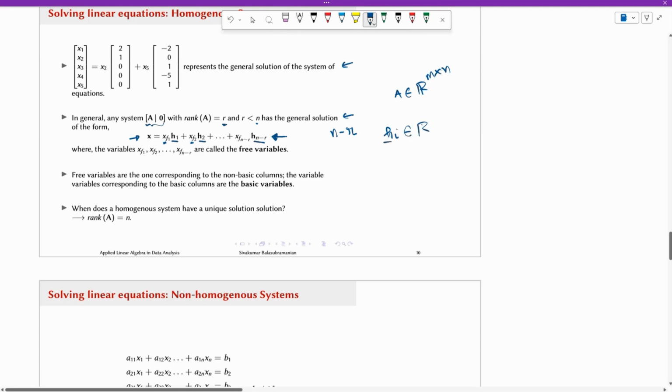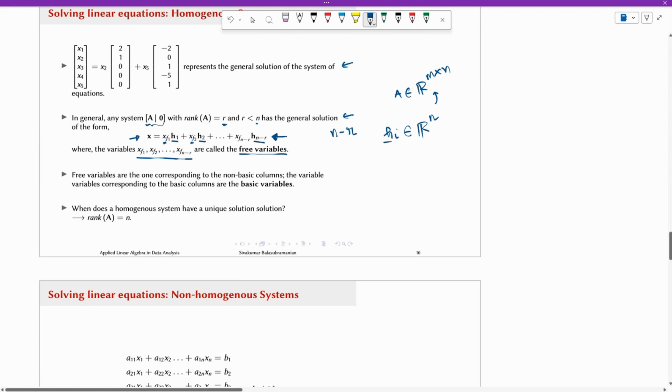and remember each of these columns, what space is it from? Rm or Rn, given that A is m cross n? Rn. This is in the solution space.